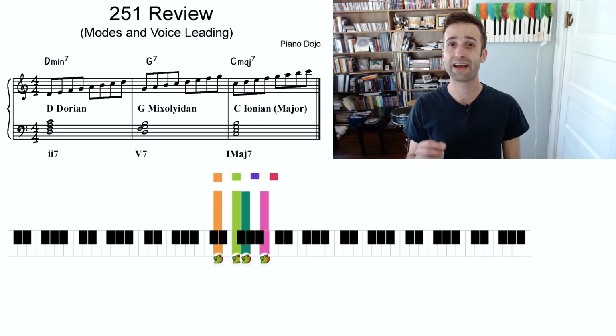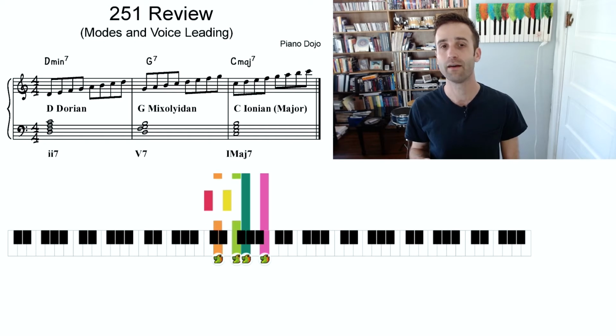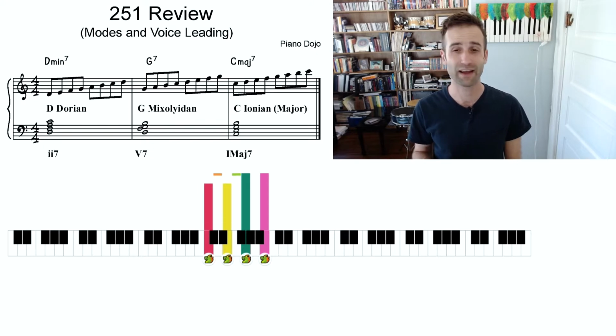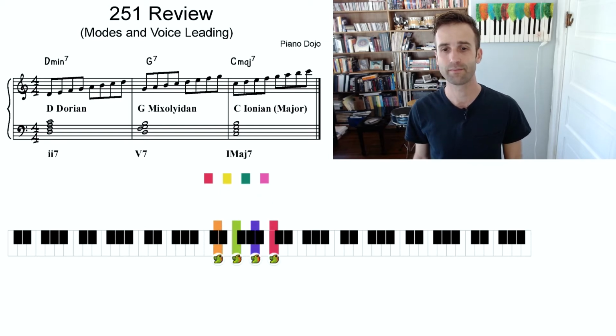All right, and then to get to C major 7, we're going to keep the top two notes, we're going to move the bottom two notes. So again, two notes stay the same, and two notes are going to move, one by a whole step and one by a half step. And the whole process together is going to look like this.